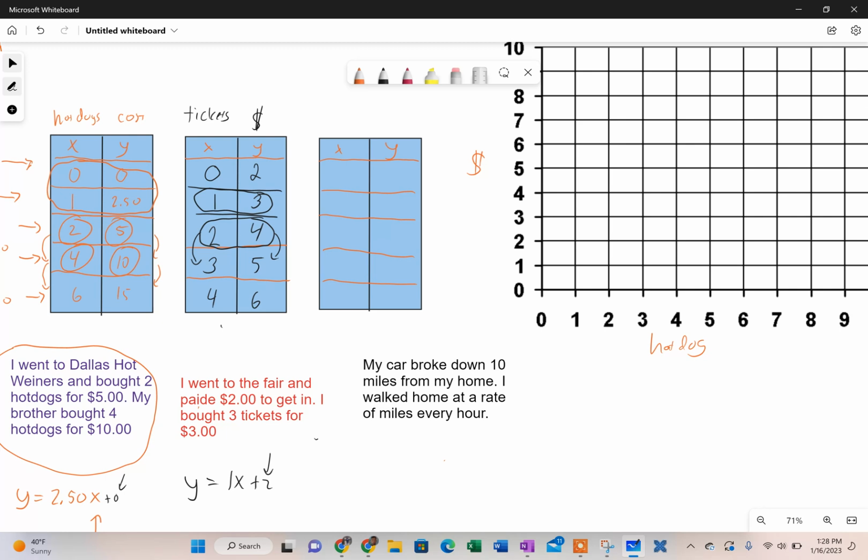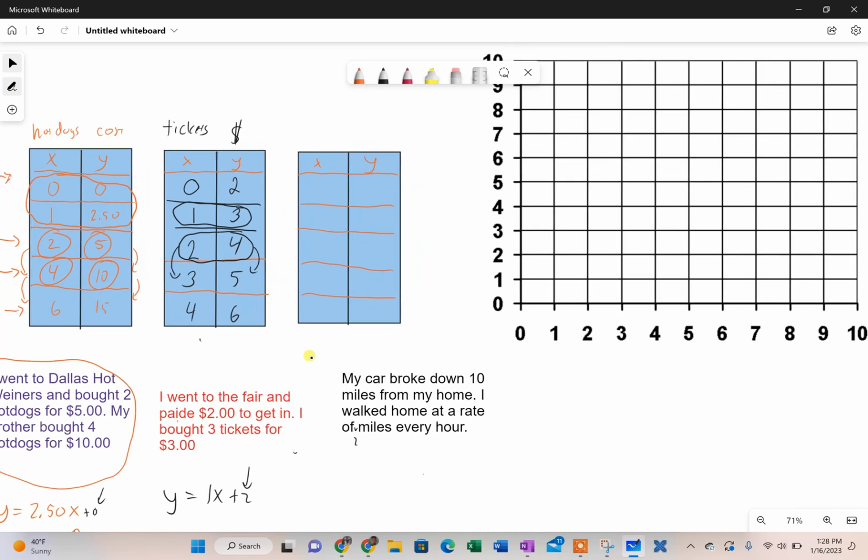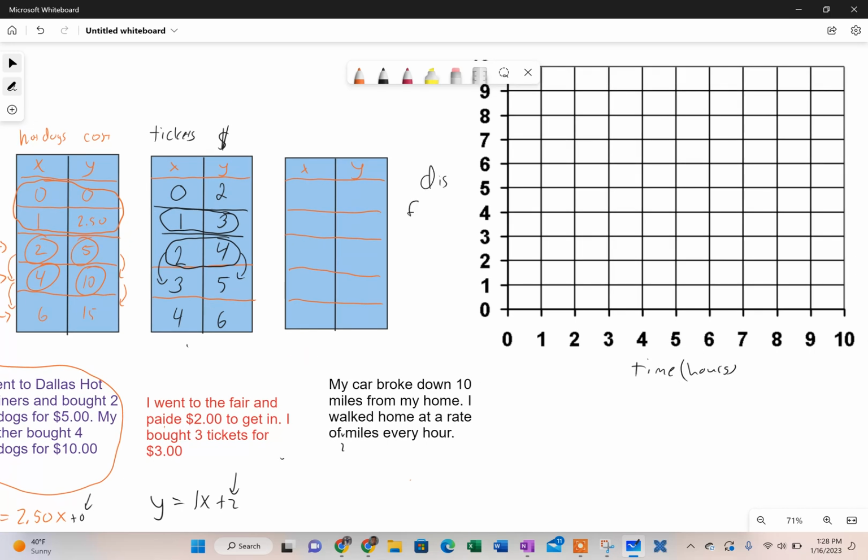My car broke down 10 miles from home. All right, I walked home at a rate of, we'll say 2 miles every hour. All right, so I'm walking home. So now this is going to be time in hours. And this is going to be my distance from home in miles, right? So let's see what happens.